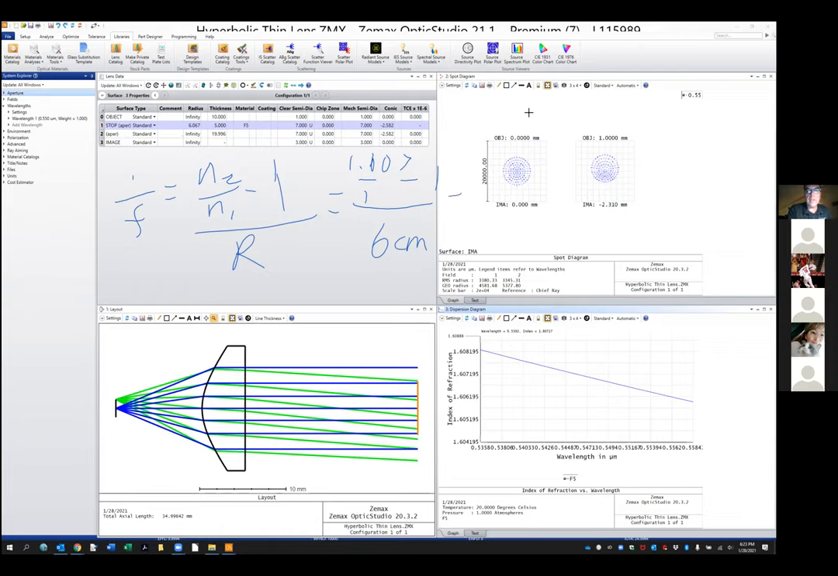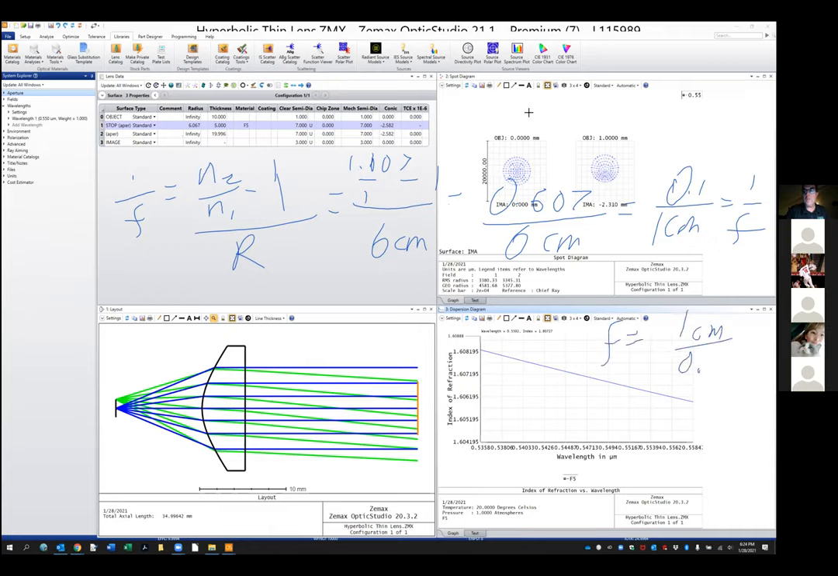Minus 1, that's going to be 0.607 over 6 centimeters. 0.6 over 6 is about 0.1 over 1 centimeter equals 1 over F. So F would be 1 centimeter over 0.1, or 10 centimeters. Which would mean that if I've got something 10 centimeters away from the lens, I should be at the focal point.